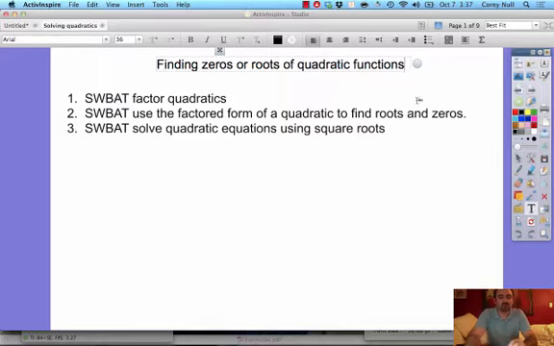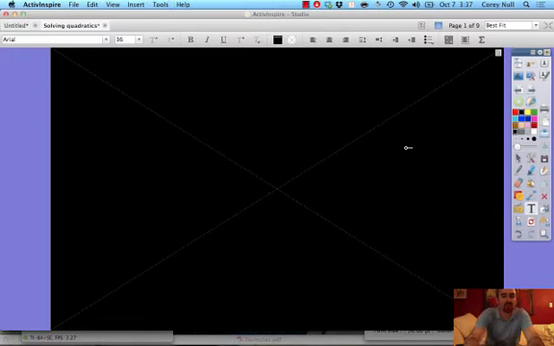Okay, so there are three distinct skills. They're all very related. The first one is probably the hardest of them all. And so we'll start right into that. Let's go for it.